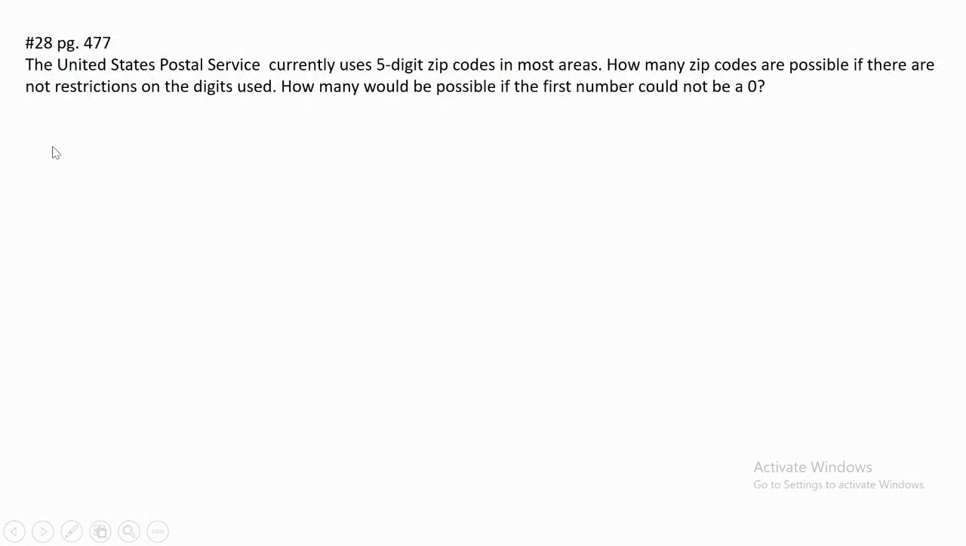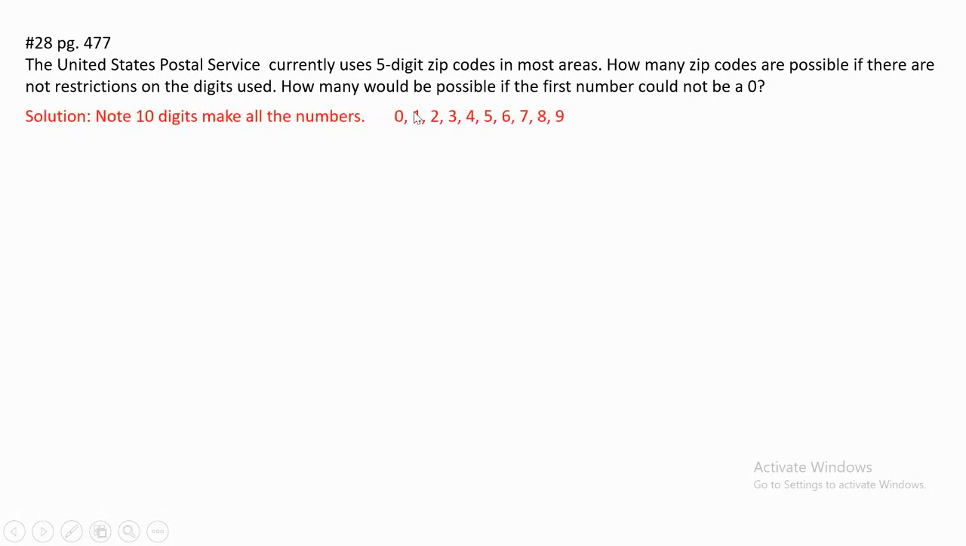Number 28 from page 477. The United States Postal Service currently uses 5-digit zip codes in most areas. How many zip codes are possible if there are no restrictions on the digits used? How many would be possible if the first number could not be a 0?